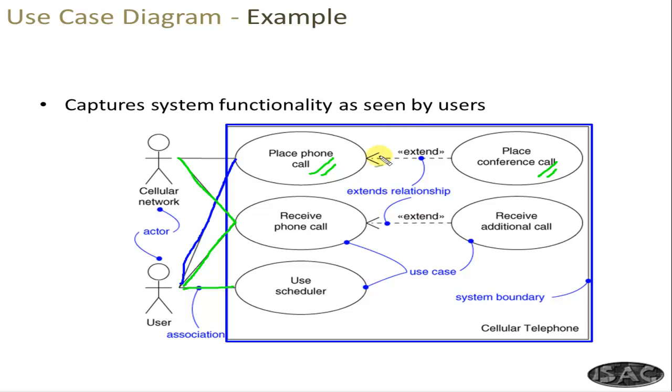Same thing is that receiving a phone call and receiving an additional call. So this extends this. This is a specific case, this is a general case. Now using a scheduler or receiving a phone call, both are use cases, and this is called the system boundary. Now in this structure, there are three components. One is the actor, the other is the action, the use cases, and this is the boundary of the system. So this is a simple example of a use case diagram: a user will place a phone call, receive a phone call, make a conference call, and receive an additional service call. All of these are the use case diagram of the system which we are going to design, called the cellular telephone.